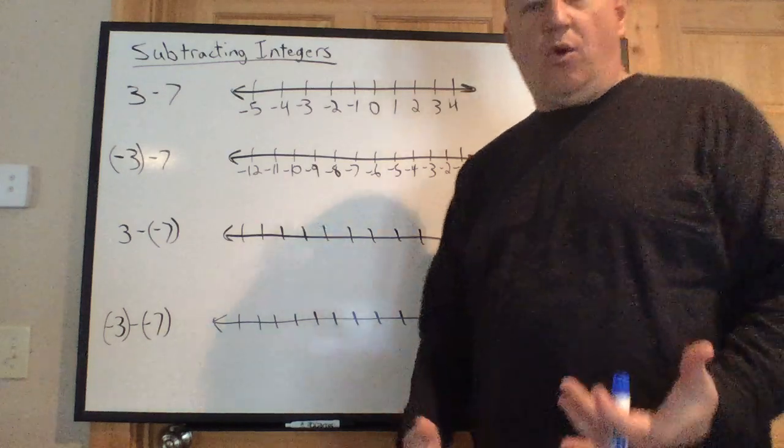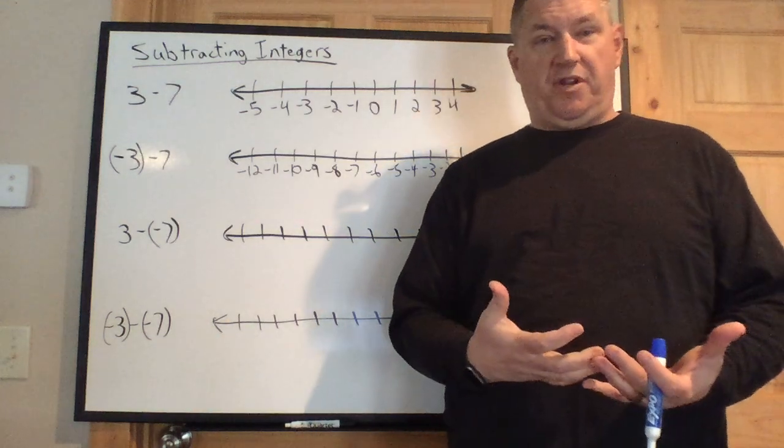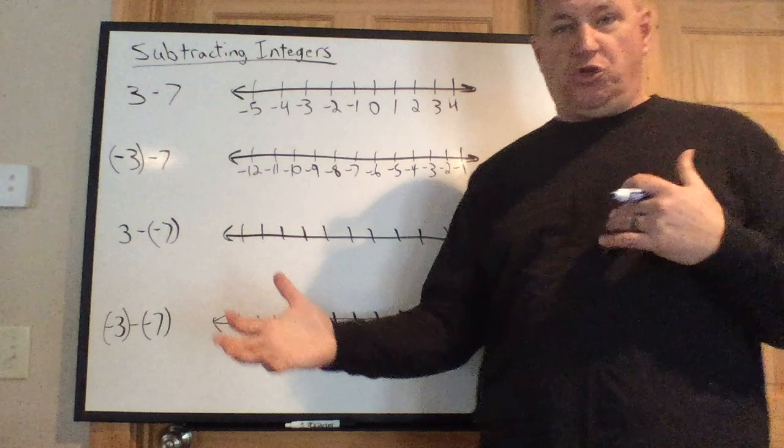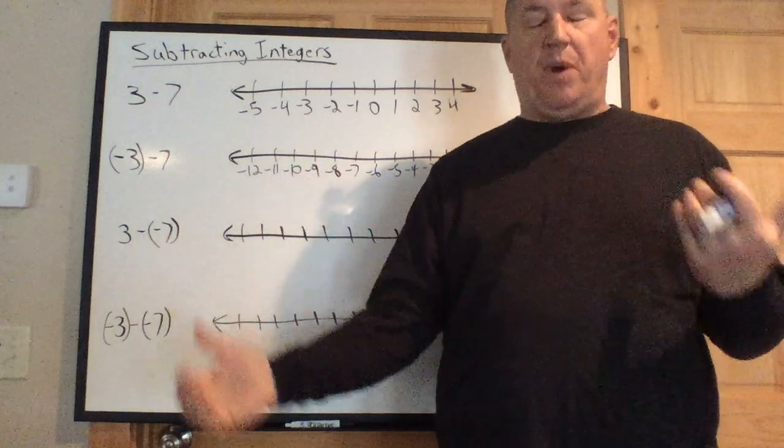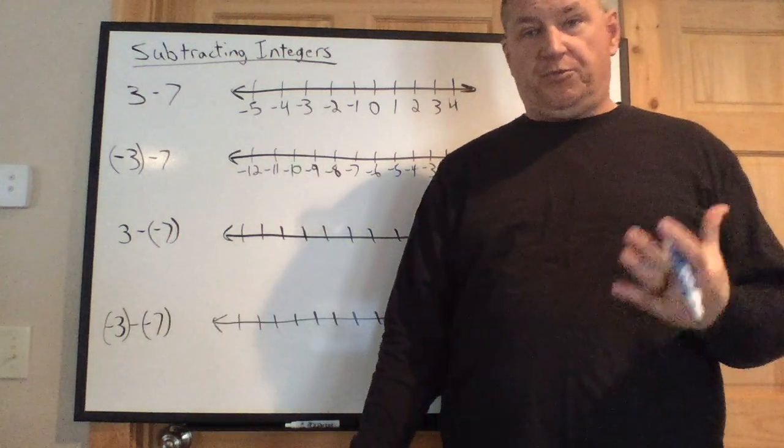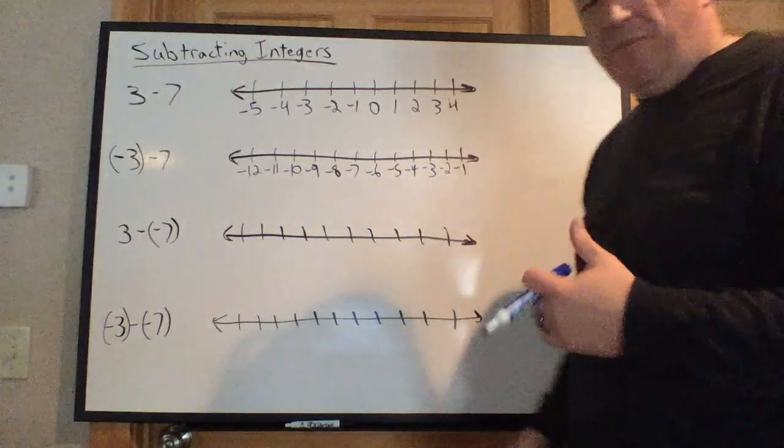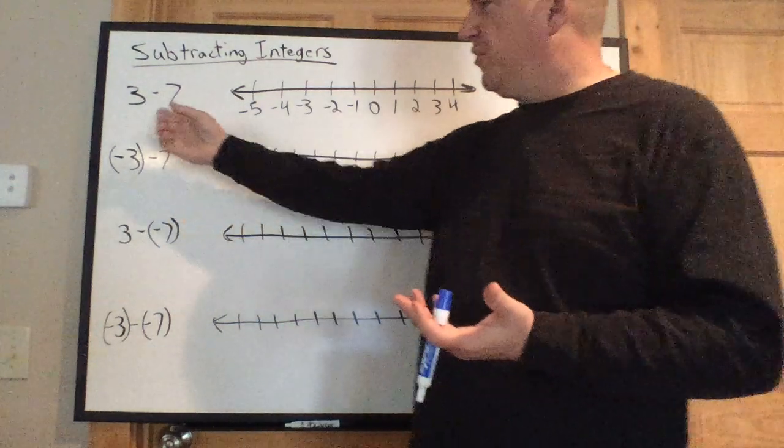So in this video, we're going to talk about subtracting integers. Again, our integers are our numbers from negative infinity to positive infinity with no decimals or fractions. So many of us have seen a problem very similar to this. This is 3 minus 7.